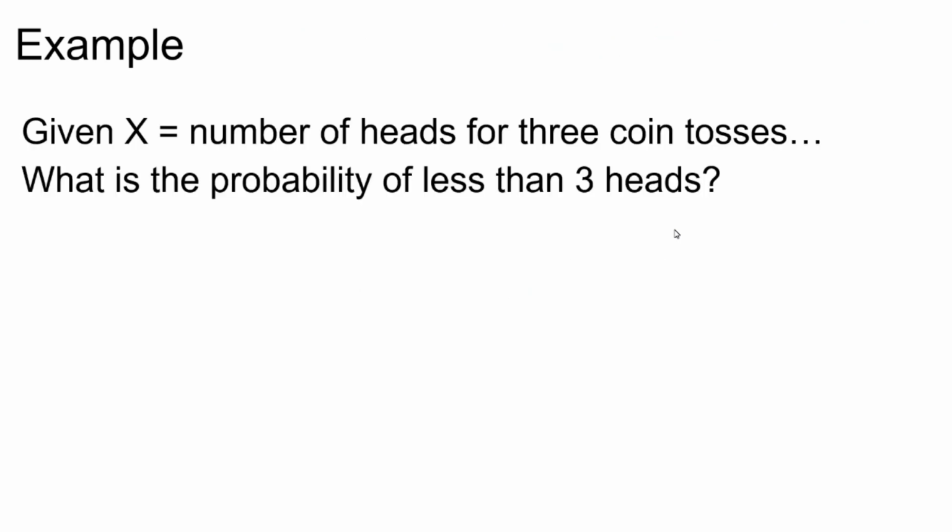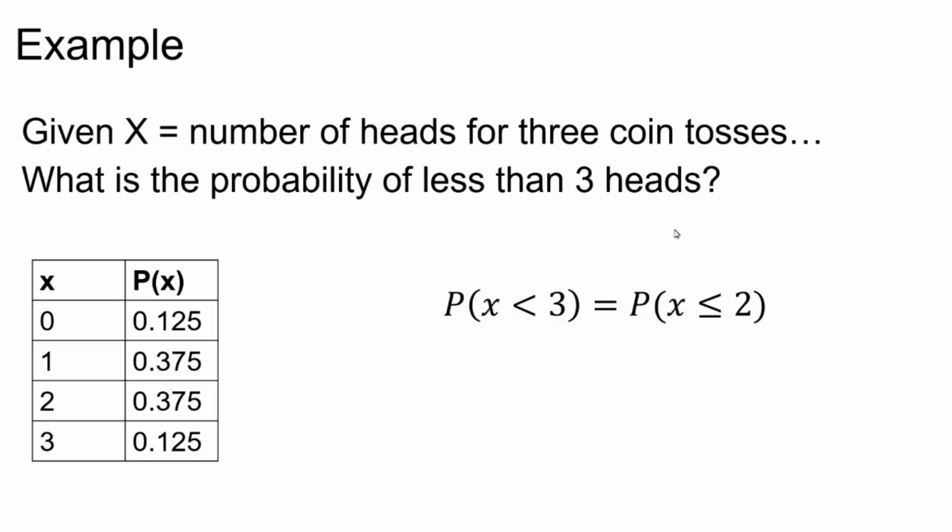What about the probability of less than 3 heads? The key thing here is to know that if we say less than 3, if I want to have less than 3 kids, it means that 3 is not a valid answer. So 3 is not included here. So saying the probability of less than 3 heads is the same thing as saying less than or equal to 2. The probability x is less than 3 is the same thing as saying the probability that x is less than or equal to 2.